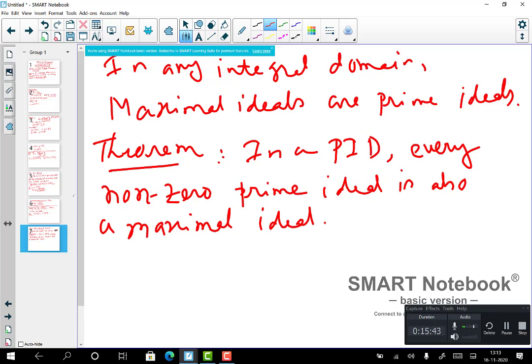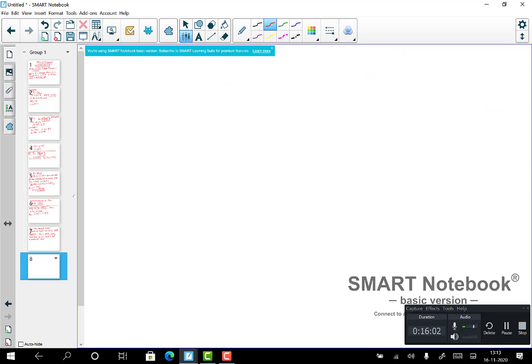Okay, so this is a very important theorem, and you see the power of the principal ideal property that forces all the prime ideals to become maximal ideals, right? Now, how do we give a proof of this kind of statement? The proof is not difficult, and we only use two or three properties. Okay, so what do you need to prove? You need to start with a prime ideal.